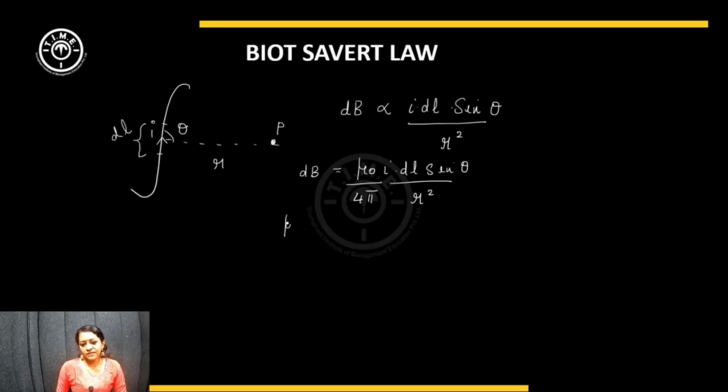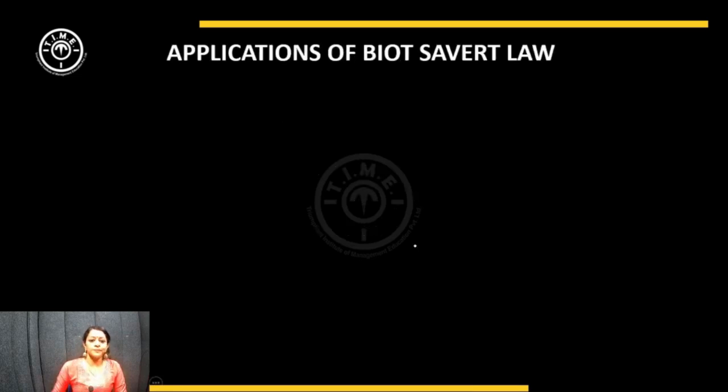And what is the value of mu 0? It is 4 pi into 10 raised to minus 7. So basically this is Biot-Savart law. Now the question comes from the application part. So let's see what are the different applications of Biot-Savart law. Let's move on to the first application.